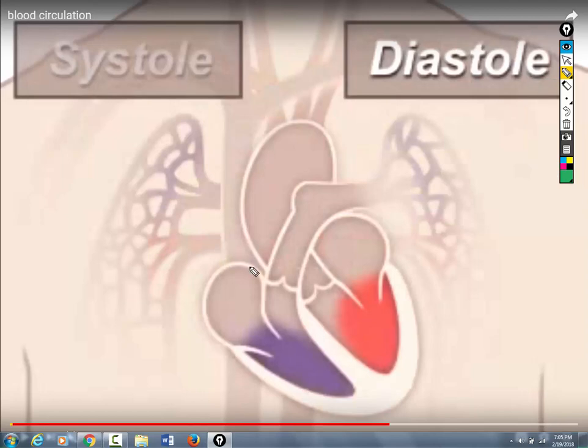If somebody's got congestive heart failure, do you want them getting up and walking around? A lot. Why? Because that will increase venous return.